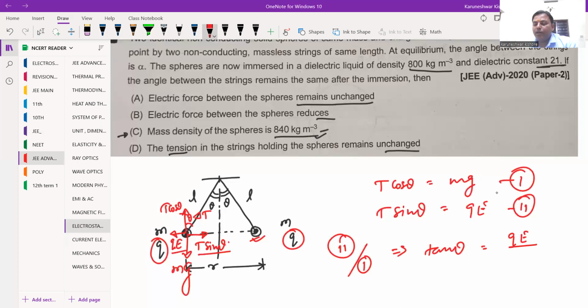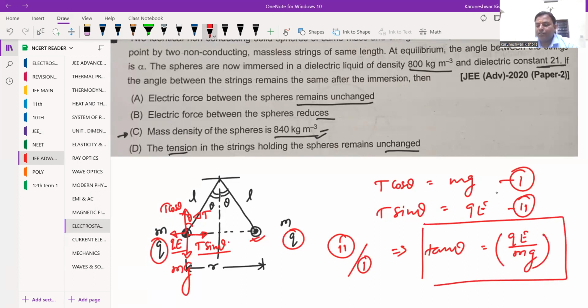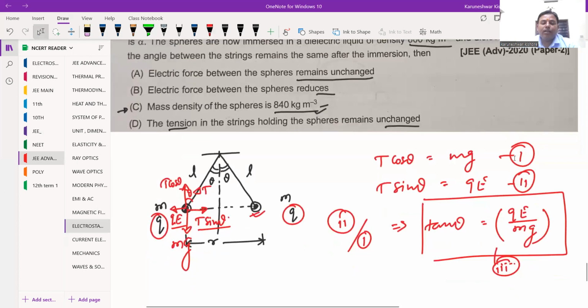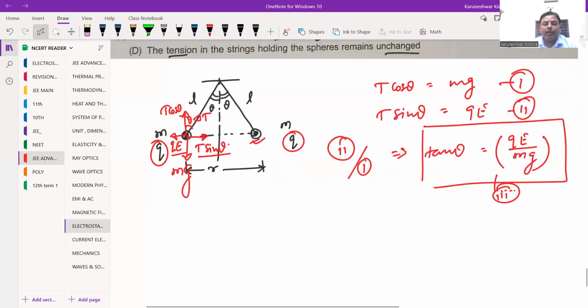So the angle theta we are having will not change in the second case, when we immerse the setup in the dielectric medium, where the dielectric constant is given to you and the liquid density is also given, 800 kg per meter cube. This is the angle I'm considering, and I'm considering this equation as the third equation. After solving this, you have to go for the dielectric medium, when this setup is inside the dielectric. Let's see what changes we will find over here.